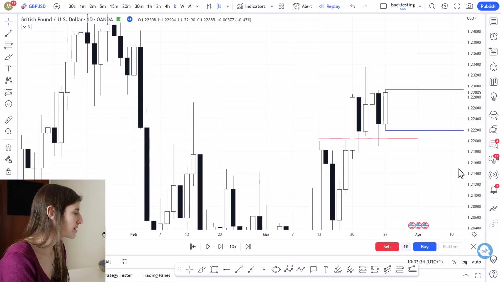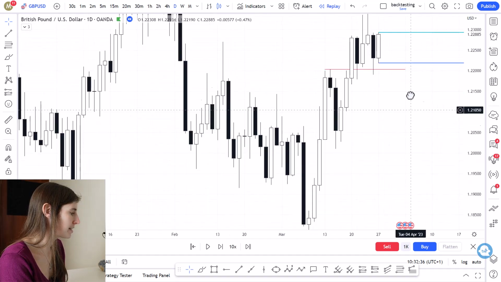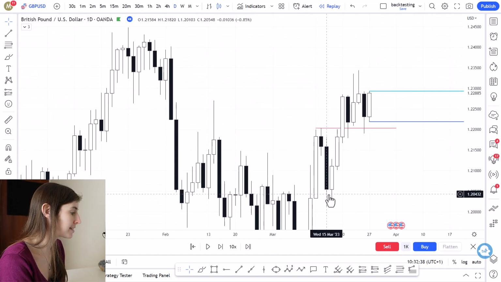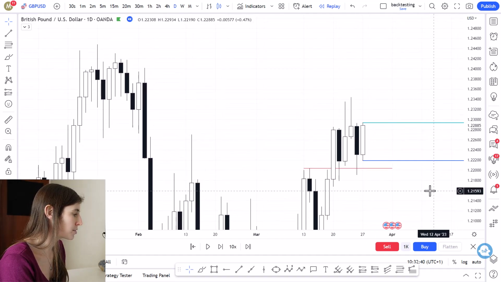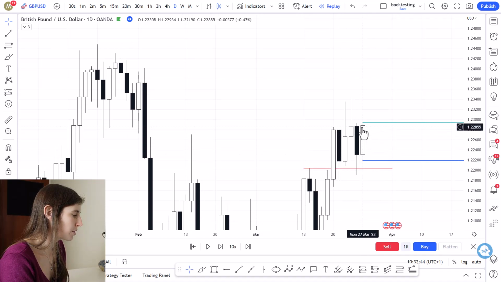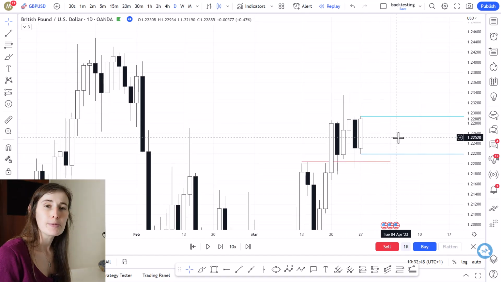So straight away from the daily chart, we have been in a short-term uptrend, making higher highs and higher lows. Although we seem to just be consolidating a little bit at the top, the previous day was a bullish candle up. So I'm going to be bullish biased for Tuesday.